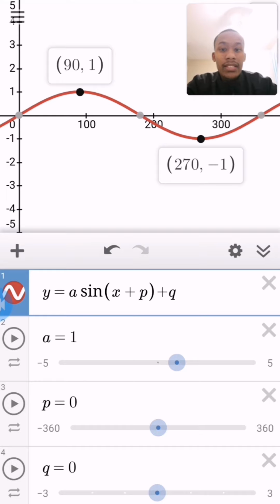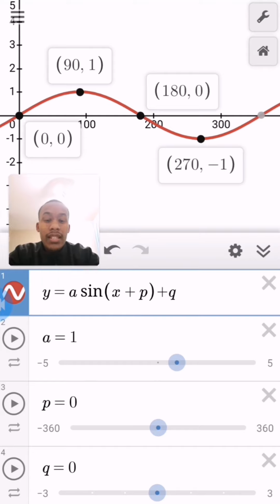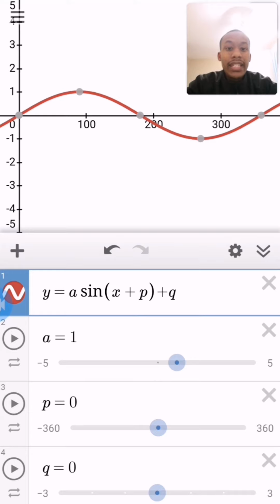It also has x-intercepts at the origin, so that's where x is 0 and y is also 0, and then another x-intercept at 180 and 0, and then a last x-intercept at 360 and 0. I say last, but it's not necessarily a last x-intercept. It's just that for this restricted domain of 0 to 360, we are only talking about those 3 x-intercepts. But a sine graph continues indefinitely, so if you go all the way to infinity, you'll find plenty more x-intercepts.